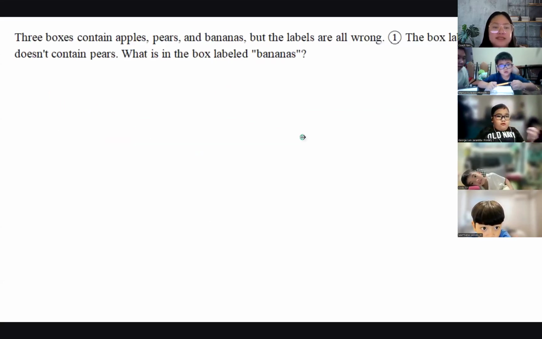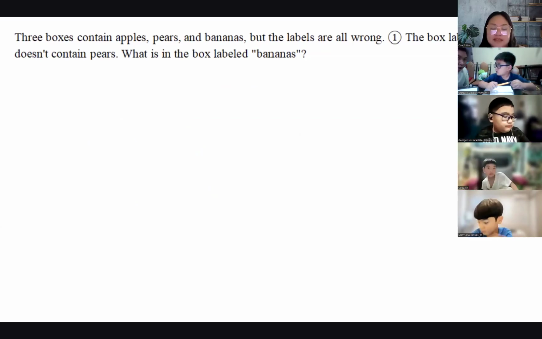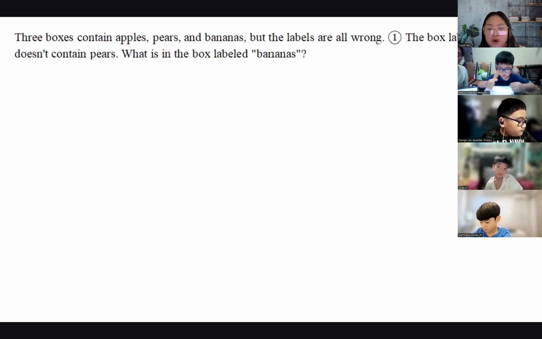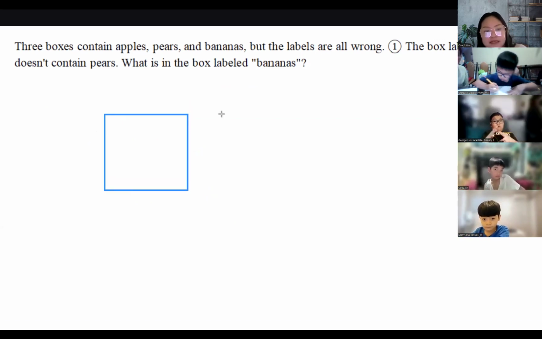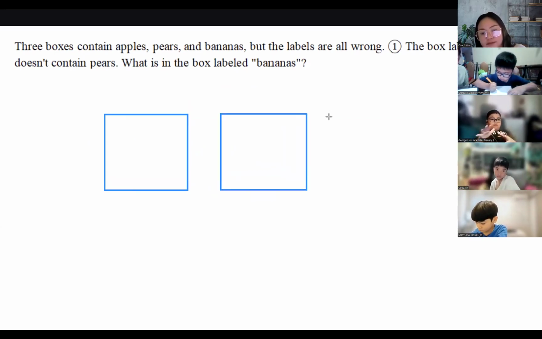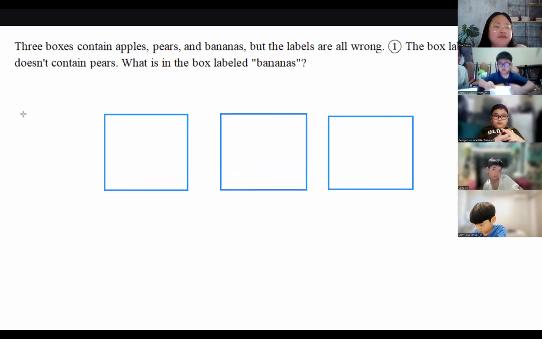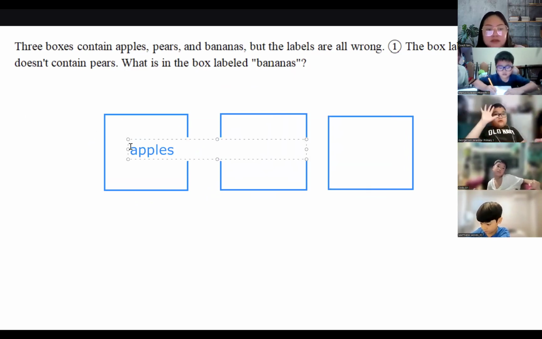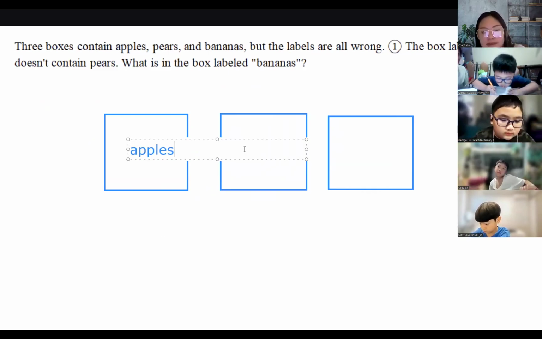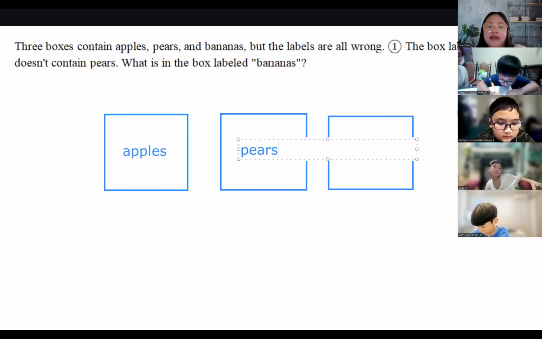Three boxes contain apples, pears, and bananas, but the labels are all wrong. The box labeled apples doesn't contain pears. What is in the box labeled bananas? So imagine you have three boxes like this, and they all have names written on them. This is apples. This is pears. And this is bananas.